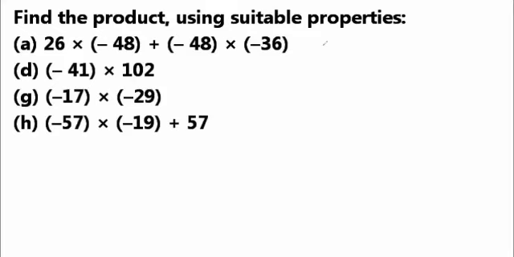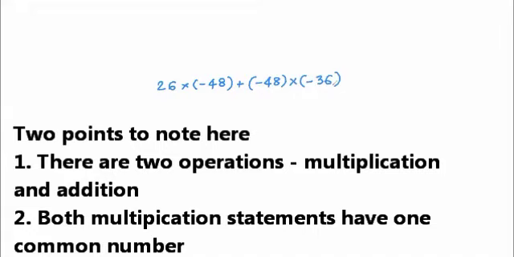So let me take the first example. 26 multiplied by minus 48 plus minus 48 multiplied by minus 36. Now, when we see this example, we observe that there are two types of operations. There is multiplication and there is also addition.